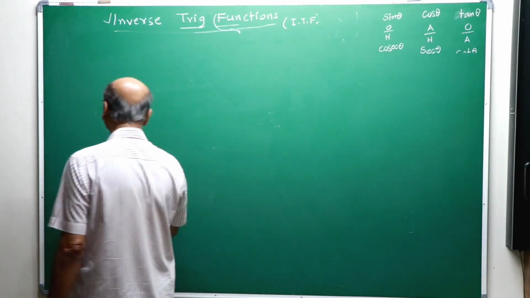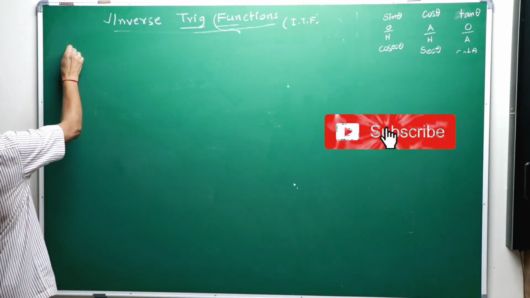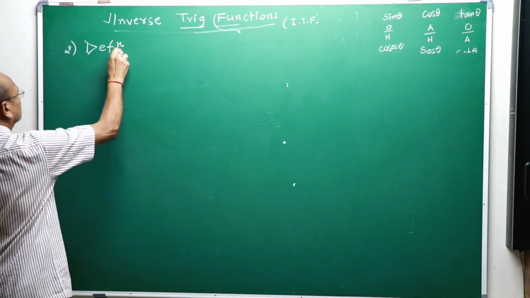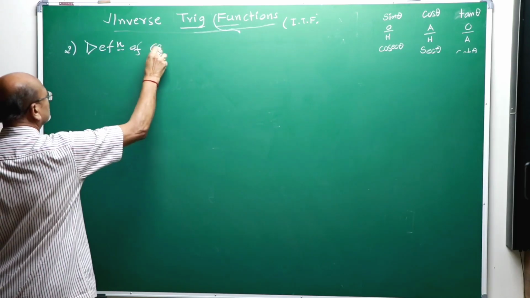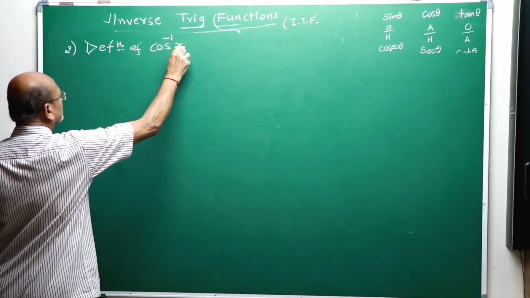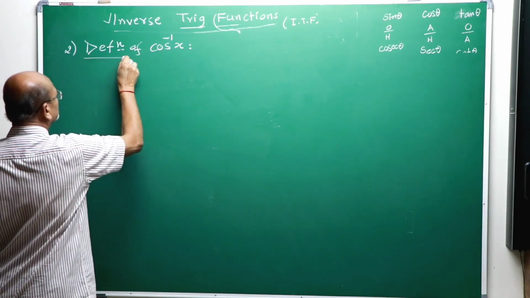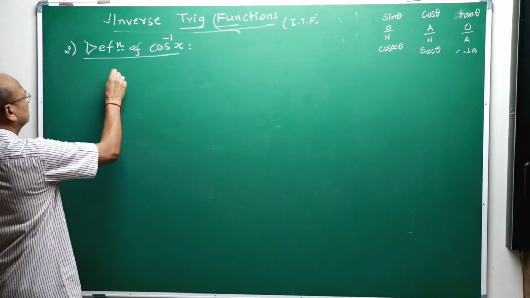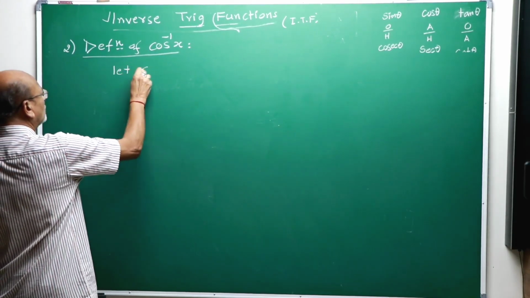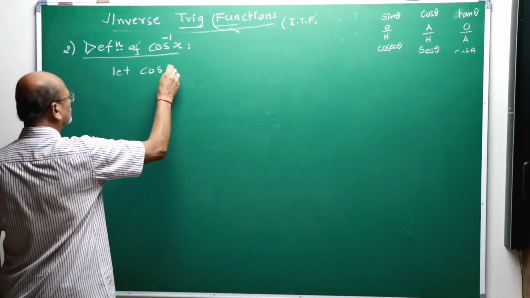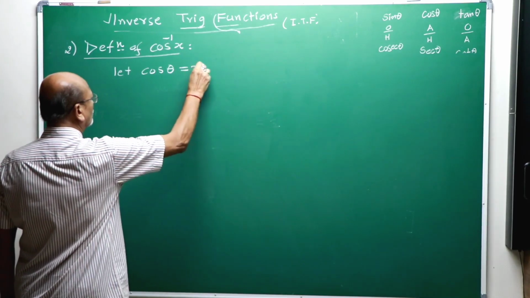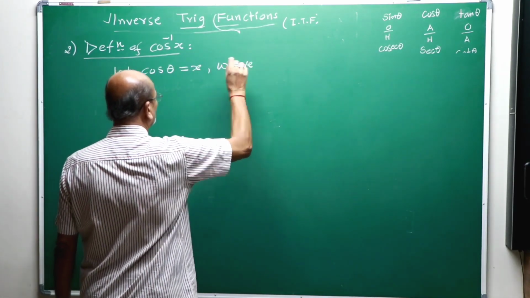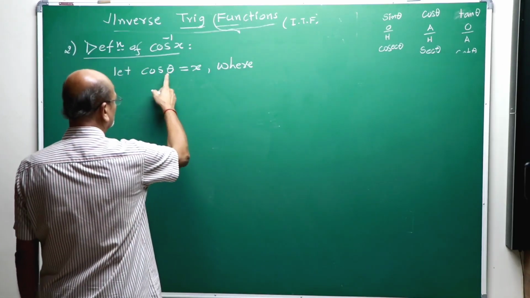Yes, my friends, this is the second definition of cos inverse x. Same on the same lines. Let cos theta equal x, where we have to write the limitations of this.